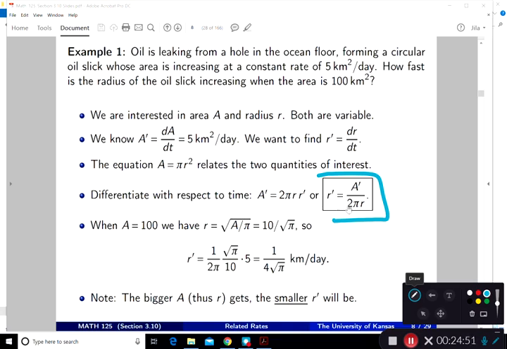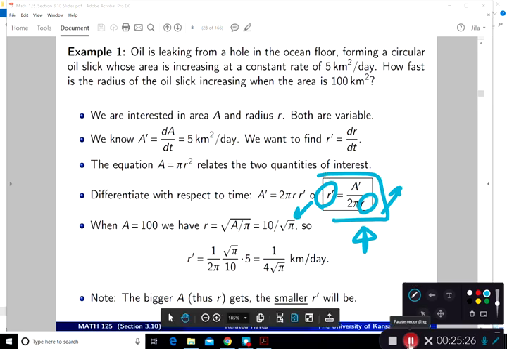If you look at this, as r grows, r prime is going to get smaller and smaller. When this gets bigger, this one becomes smaller and smaller, which is hopefully a situation. If A prime stays the same, then as this gets bigger, this gets smaller, which is normally what happens when the oil slick in the beginning grows really fast and then starts growing slower and slower, basically. That's an interesting fact to know.